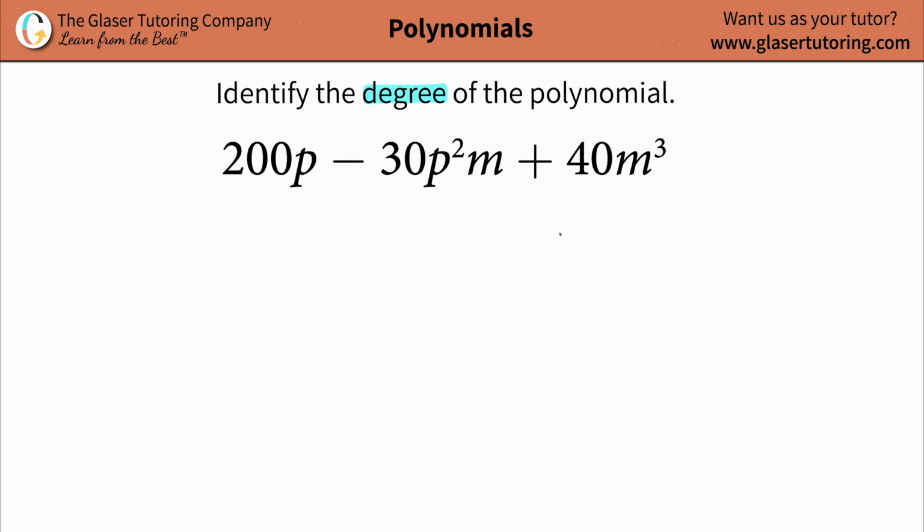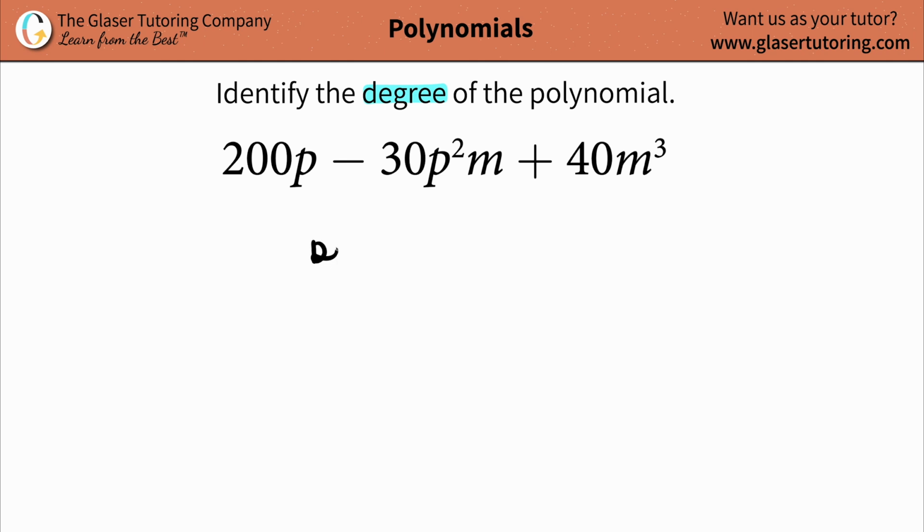And keep in mind that your terms always come from your variables. Nobody cares about the numbers for degrees. So nobody cares about the 200. Nobody cares about the negative 30. Keep in mind that this minus sign in front means that that is a negative value. And nobody cares about the 40. We only care about the variables here, the letters.